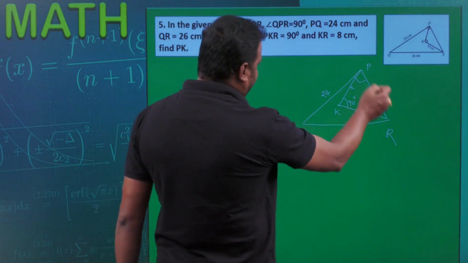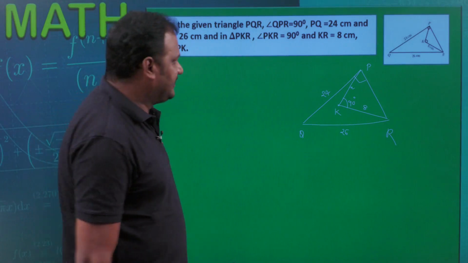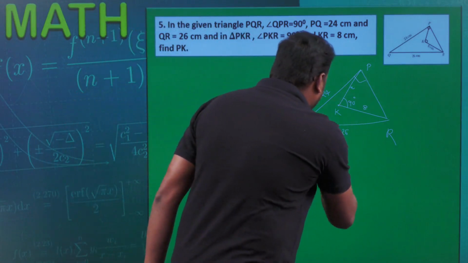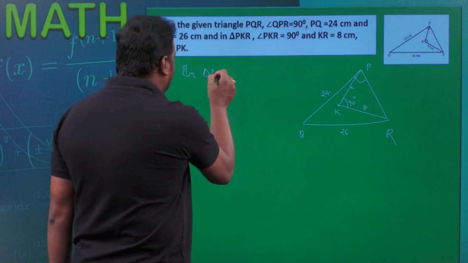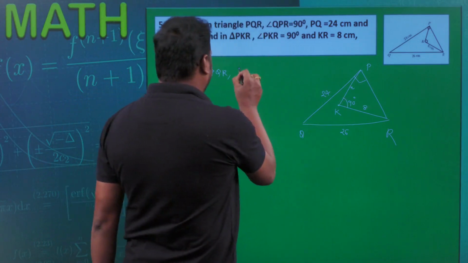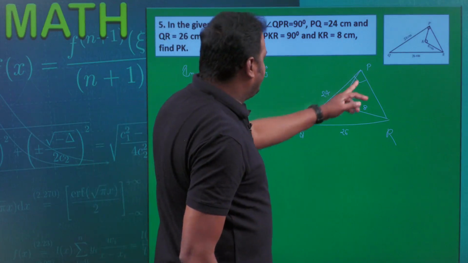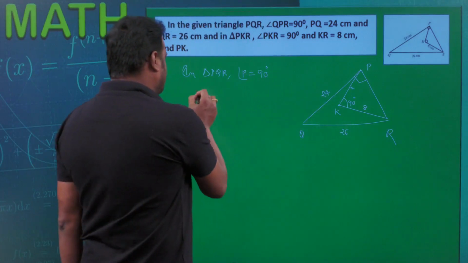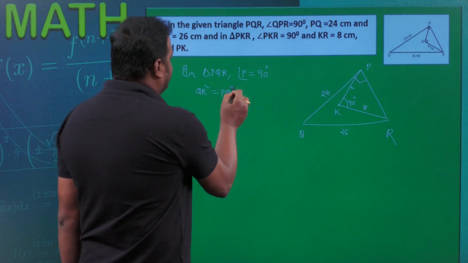In a right angle triangle, the hypotenuse square is equal to side square plus side square, right? In triangle PQR, which angle is 90? Angle P is equal to 90. If angle P is equal to 90, then the hypotenuse is going to be QR. So QR square is equal to PQ square plus PR square.